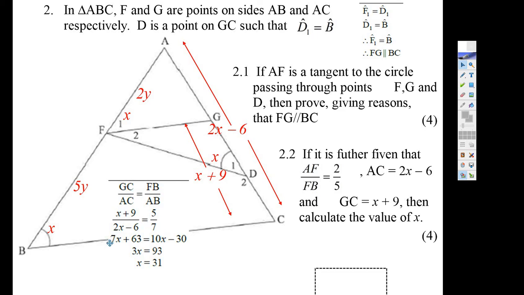7 times x plus 9 is 7x plus 63. 5 times 2x minus 6 is 10x minus 30. Well, we can add 30. We can subtract 7x. We're going to get 3x equals 93. And then divide by 3, we get the answer, x equals 31. So the main thing, proportionality theorem, and remember to state the parallel lines.